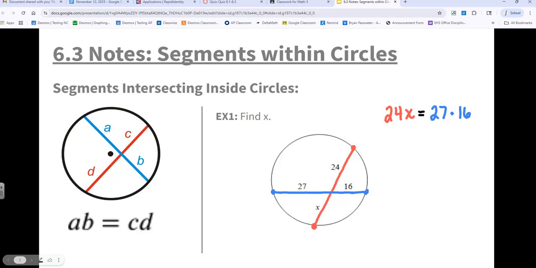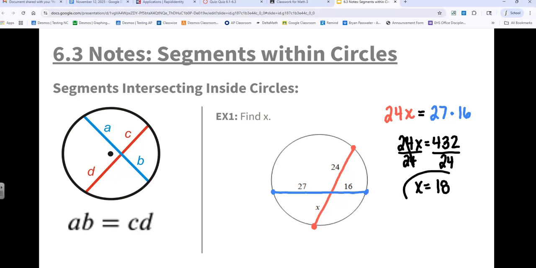You can use Desmos if you want, or you can just use the calculator. 27 times 16 is going to give you 432, so we're looking at 24x equals 432, and then you would just need to divide by 24. And so x would equal 18 for that.